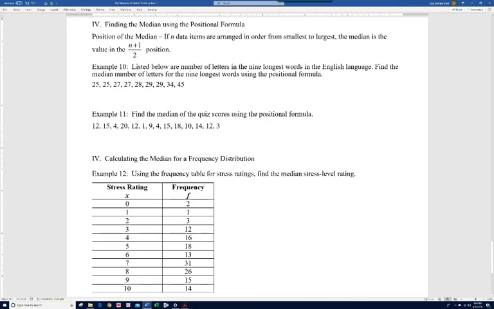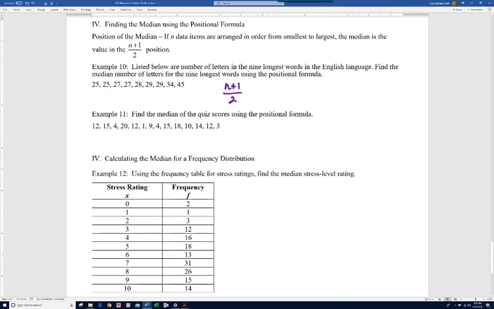Okay, so here it says finding the median using the positional formula. So the position of the median, it says if n data items are arranged in order from smallest to largest, the median is the value in the n plus 1 over 2 position. So let's see how this works on example 10. It says, listed below are the number of letters in the 9 longest words in the English language. Find the median numbers of letters for the 9 longest words using the positional formula. So the formula is n plus 1 over 2.